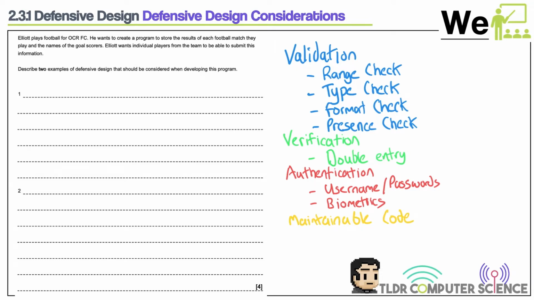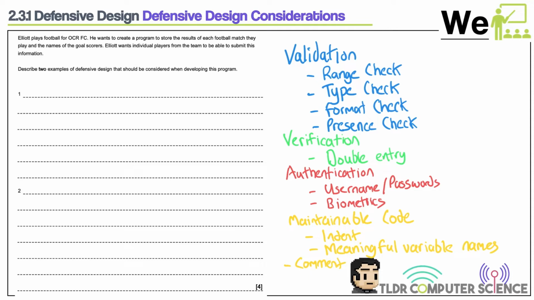How do we do this? How do we make our code more maintainable? Well, some of the key ones will be to indent and make use of meaningful variable names. In your code, of course, you should be commenting what your code does. And also potentially, and I've run out of space here, use things like subprograms to allow it to be more modular. Now, we've got 4 different considerations then: validation, verification, authentication, and maintainable code.